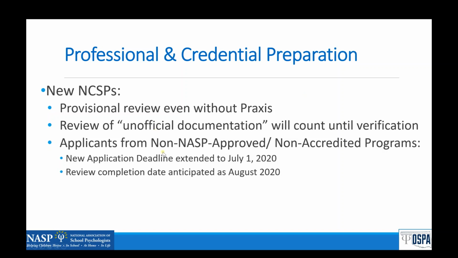Specifically for those of you applying from non-NASP accredited programs, the deadline to apply, they only have 2 deadlines a year, and the first one they have extended to July 1st. So if you're not going to make the May deadline, that's okay. You now have until July to get your materials together. However, they are still going to try to complete those reviews in August because they recognize that NCSP may be needed for your contracts that typically start in August. So you try to get it to them by July 1, but give them some grace because this may change as things unfold. But right now, they're still going to try to have those reviewed by August.